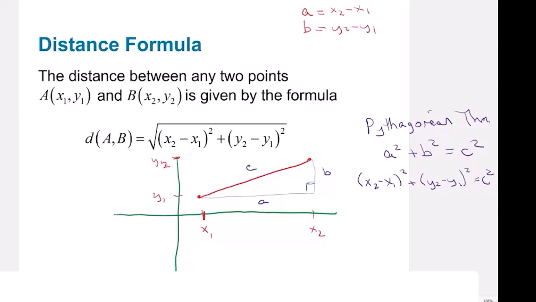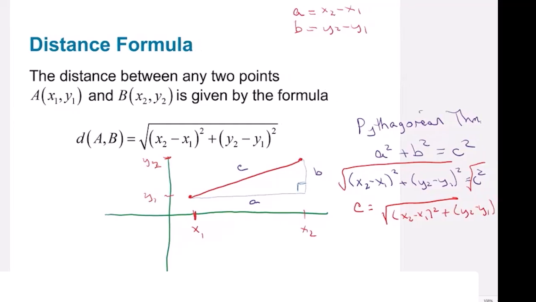The Pythagorean theorem actually uses lengths. So the length of a squared plus the length of b squared always equals the length of c squared. But I want to know just what c is. How do I do that? I take the square root of both sides. I'm going to flip the equation around. So I have c is equal to the square root of x2 minus x1 squared plus y2 minus y1 squared.